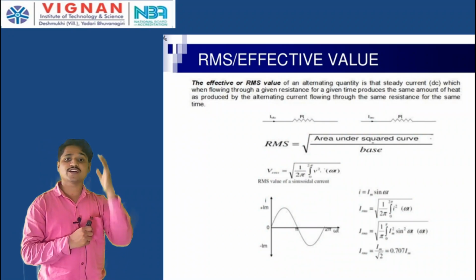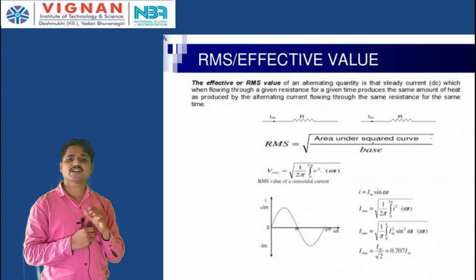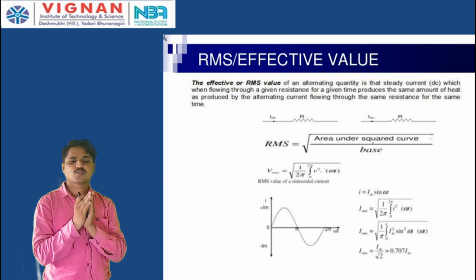So, this is equal to the DC current value. That is what the RMS value is. The RMS value is equal to the DC current. So, when the two currents are allowed, the amount of heat produced must be the same. Those two currents we are taking into consideration.